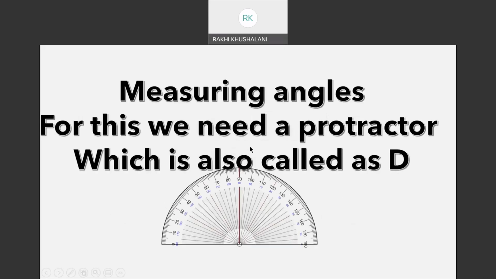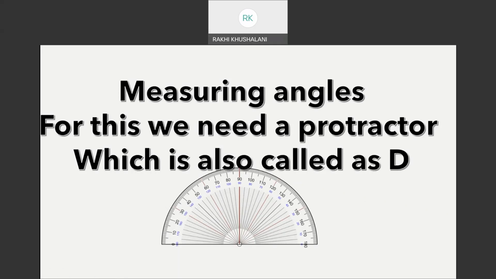So here, measuring angles. For this, we need a protractor, which is also called a D. If you look in your geometry box, don't trouble your parents to go and buy the geometry box. If you already have one, there is an instrument, a plastic one, made of scale-like material. There is this protractor here, of the same material.